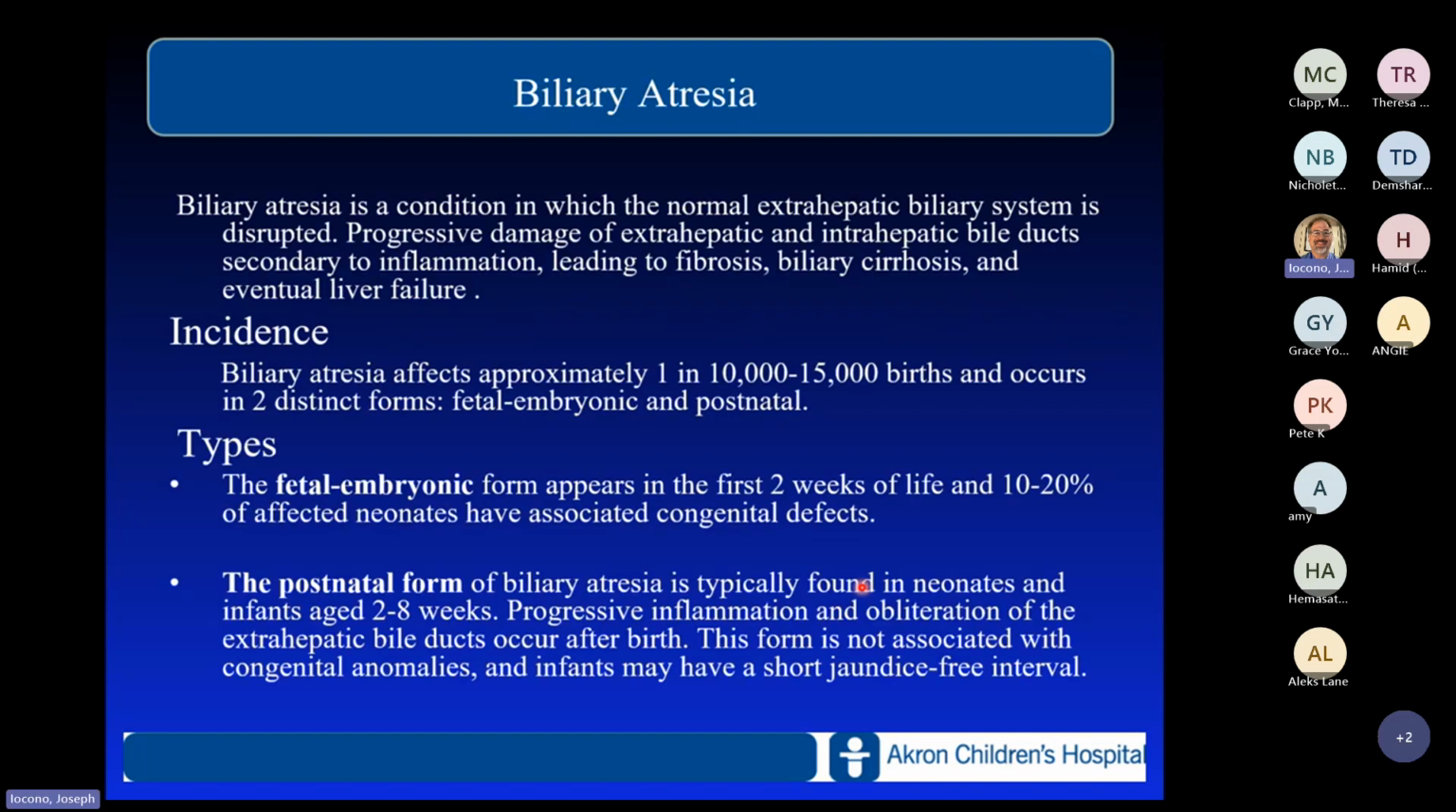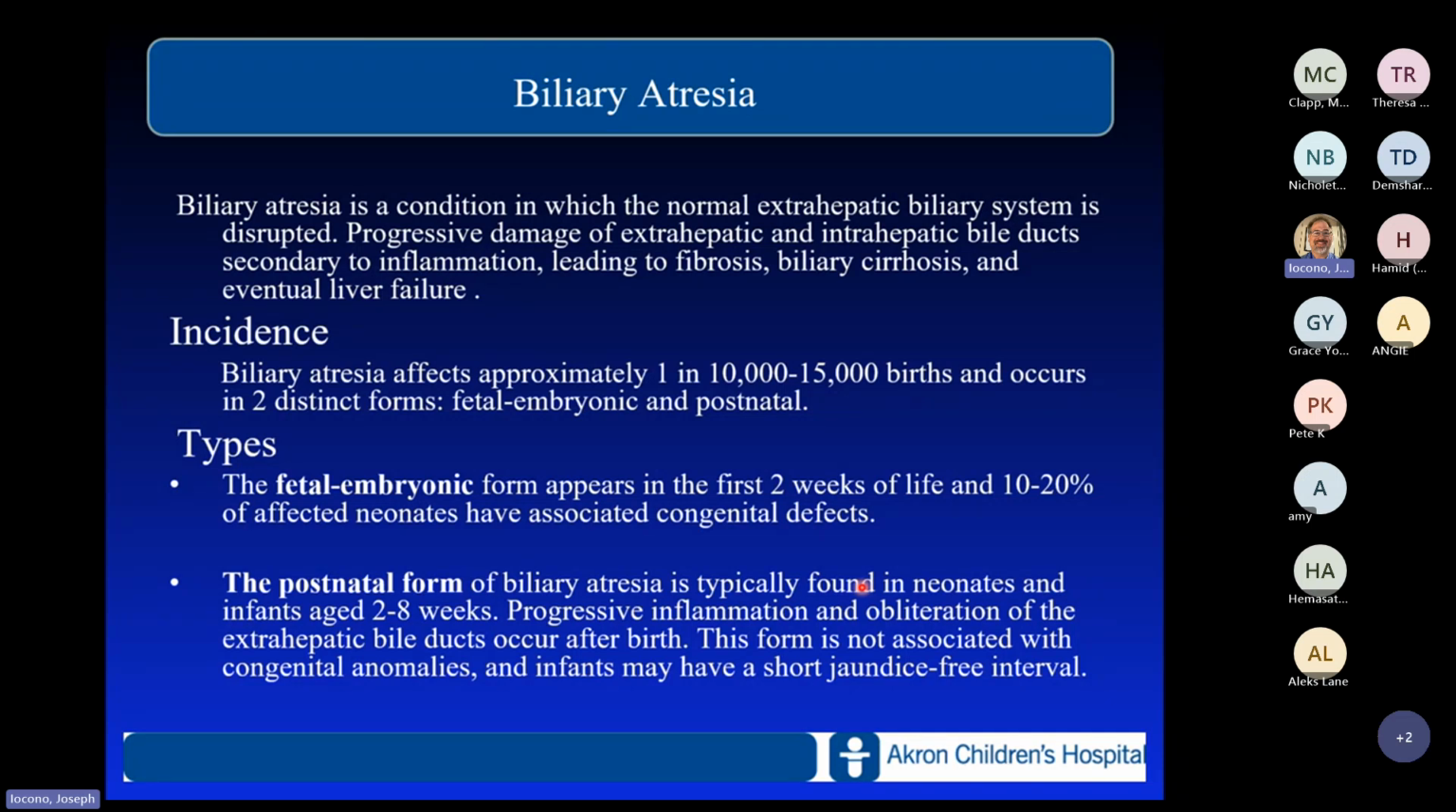So acholic stools in the adult world, you're really thinking pancreatic or biliary cholangiocarcinoma. And here you're thinking something called biliary atresia. Biliary atresia is an obstruction of the extrahepatic biliary system that develops quickly at birth. There are two types. There's a fetal embryonic form that is in the first 2 weeks of life, and then there's a postnatal form where sometimes these kids will even have bilious stools for a couple of days and they gradually get lighter, as opposed to they're born and have white stools from the beginning.